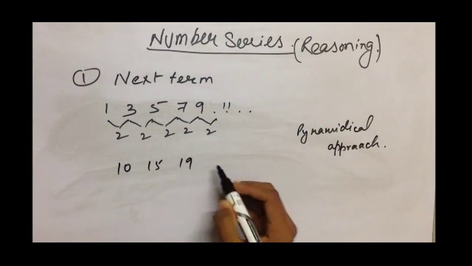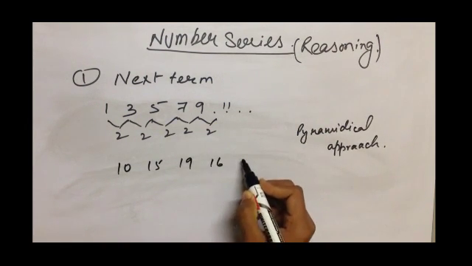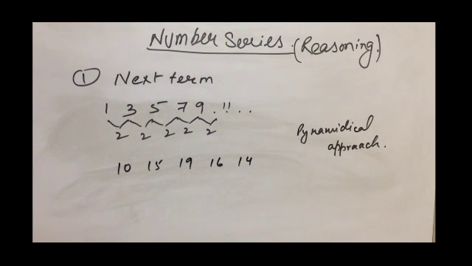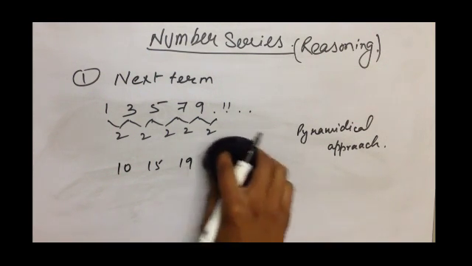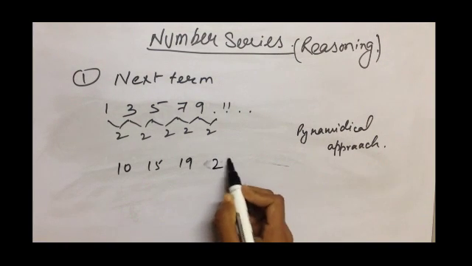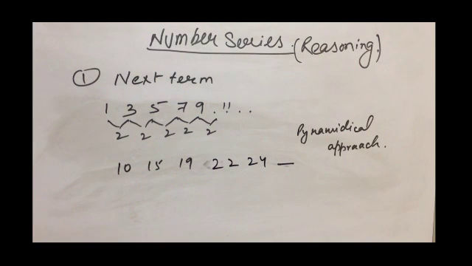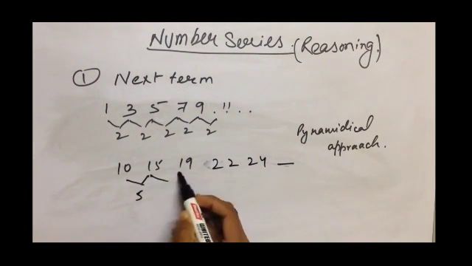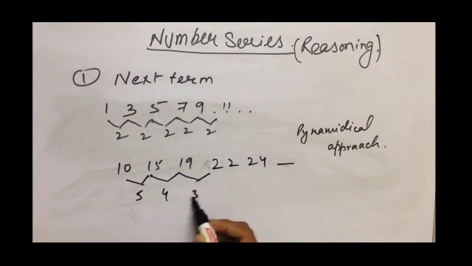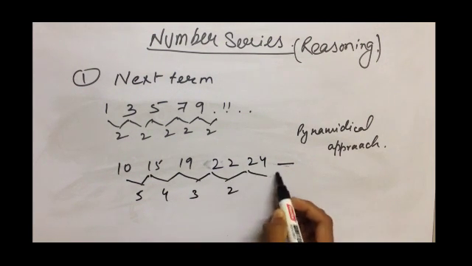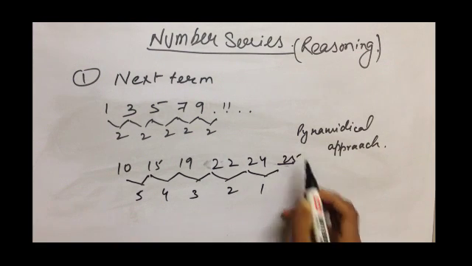Suppose we take one more example. Let us say 10, 15, 19, then we have 16, then we have 14. We have to find the next term. What I can say, 10, 15, 19, sorry, we have committed a mistake here. It should be 22, 24. We have to find the next term. What we can say, 10 plus 5, 4, 3, 2, it means the next difference should be 1, so I can say the answer is equal to 25.